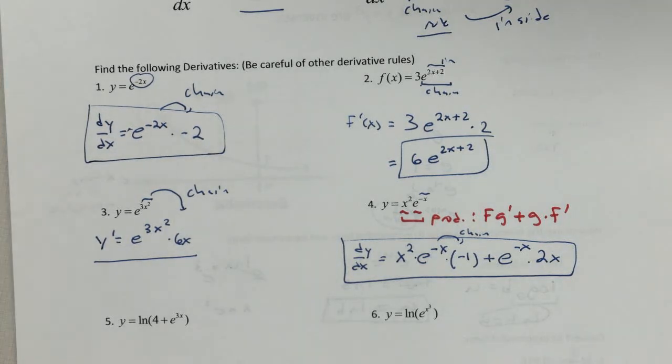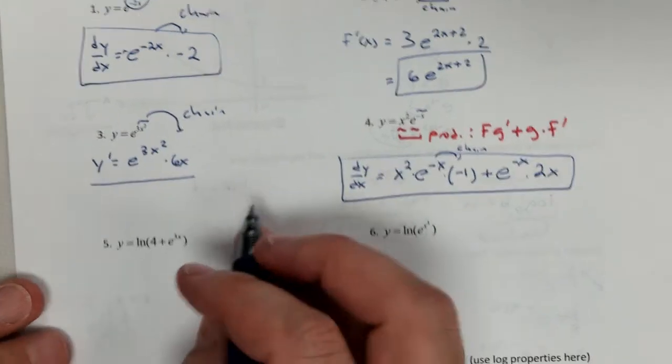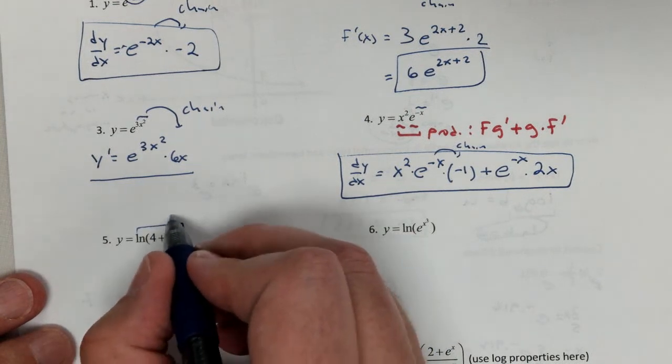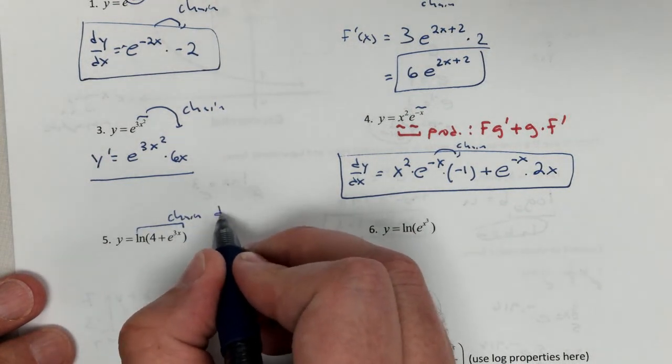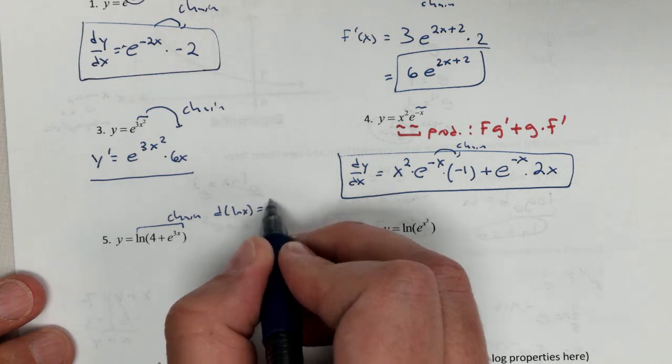All right, number 5. Let's take a look at number 5 here. Oh no, this is our chain rule. This is our natural log. We definitely see a chain. And remember, the derivative of natural log of x is just 1 over x.